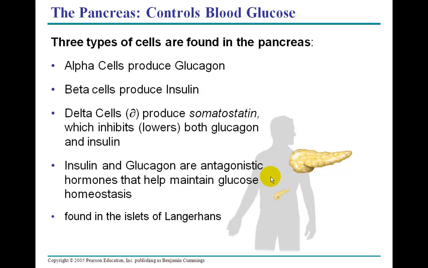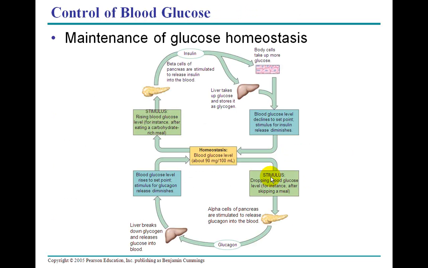Let's take a quick look at the pancreas. The pancreas controls blood glucose. There are three kinds of cells found in the pancreas: alpha cells, which produce glucagon, beta cells, which produce insulin, and delta cells, which produce somatostatin. This inhibits, or lowers, both glucagon and insulin. We're going to spend most of our time on the alpha and beta cells. Insulin and glucagon are antagonistic hormones that help maintain glucose levels for homeostasis. Both of these hormones are found in the islets of Langerhans.